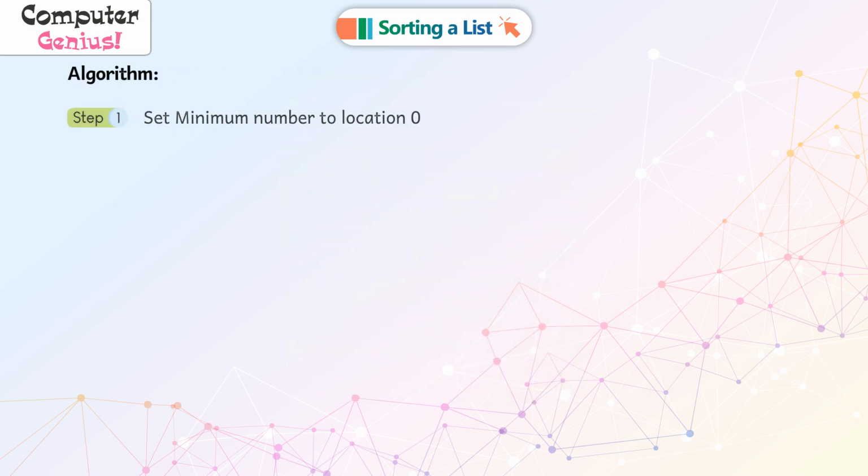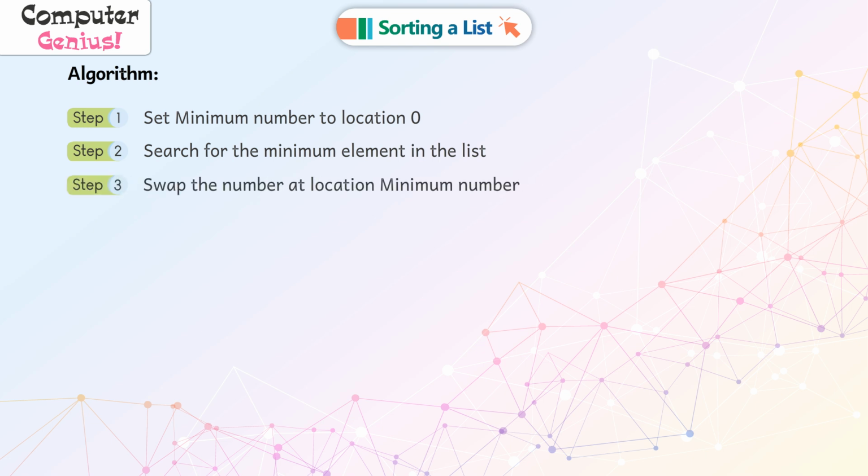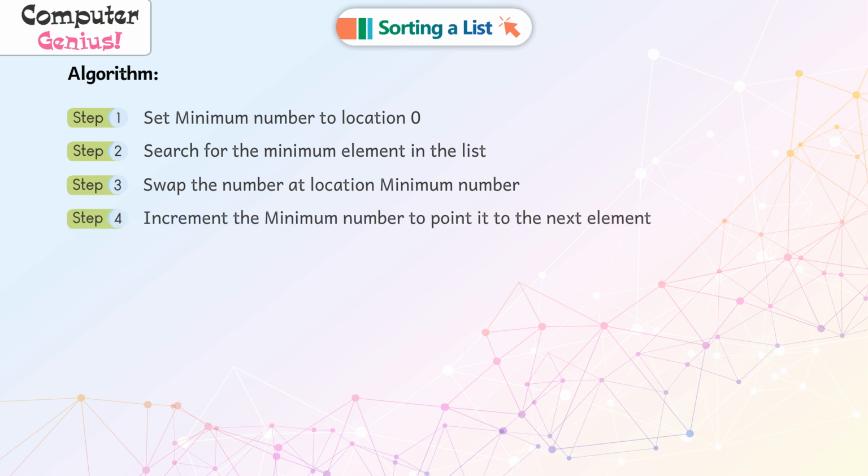Algorithm. Step 1. Set minimum number to location 0. Step 2. Search for the minimum element in the list. Step 3. Swap the number at location minimum number. Step 4. Increment the minimum number to point it to the next element. Step 5. Repeat the above steps 1 to 4 till the list gets sorted.